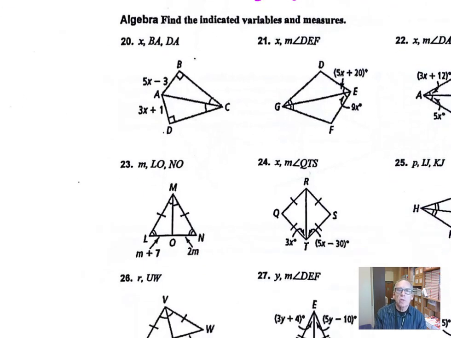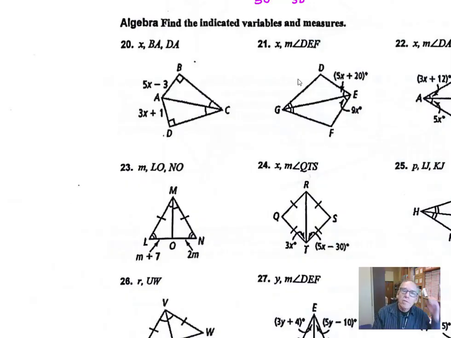Okay, let's look at number 20. We want to find x. So these two, AD and AB, are congruent segments. So if we set 5x minus 3 equal to 3x plus 1, we can find x. Take away 3x from both sides, add 3 to both sides, we get 2x equals 4, so x is going to be 2. BA then is going to be 10 take away 3, which is 7. And DA is going to be 6 plus 1, which is also 7.